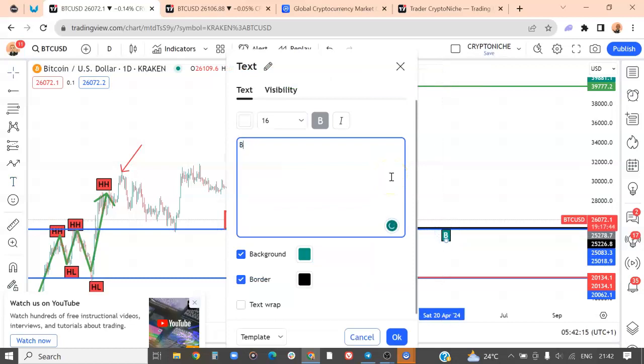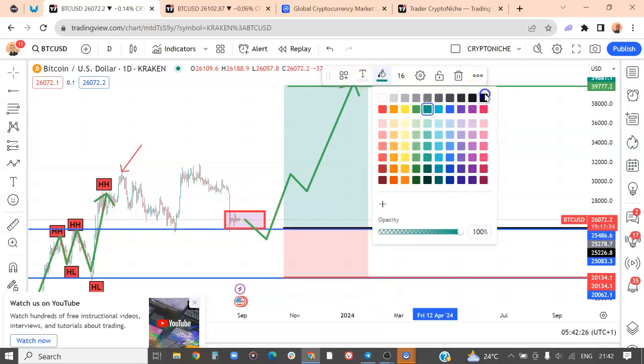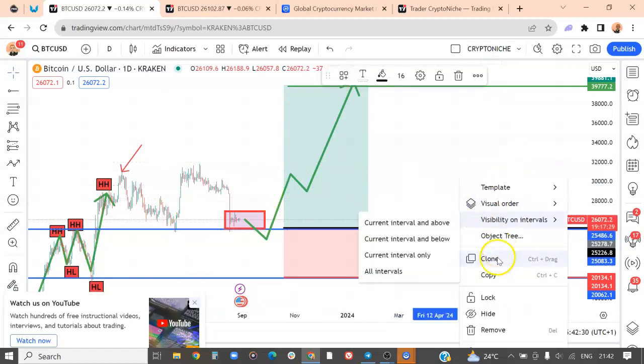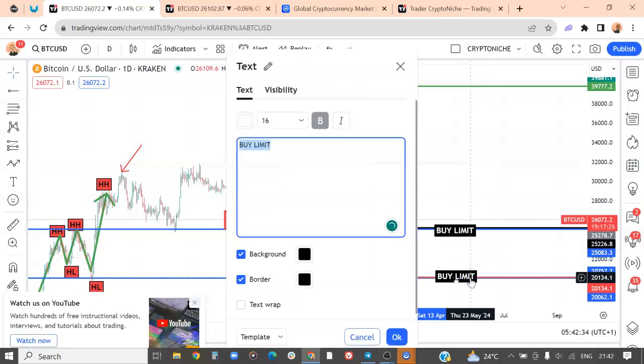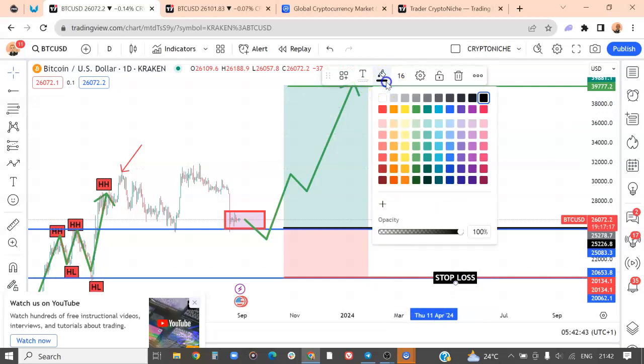So we also have buy limits. The buy limit will be here. Make it black, so that it makes sense. All right, so I'm going to clone this. Now come here, stop loss, just in case. That's going to be the stop loss, so I'll make it red.